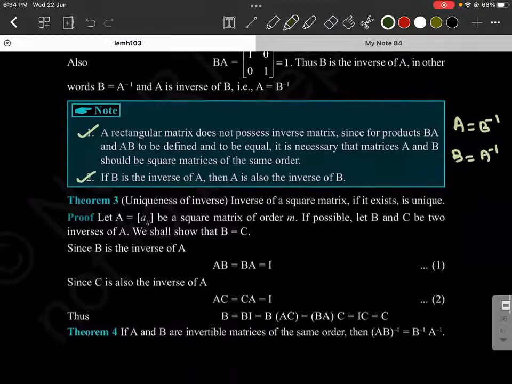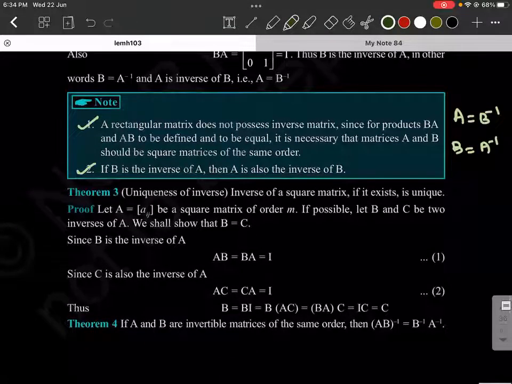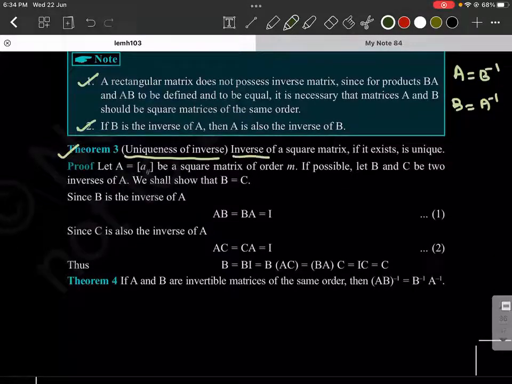And the last concept of this chapter is, we have to prove that the inverse of a given matrix is unique. That is called uniqueness of inverse. So if you take the inverse of a square matrix, if it exists. The reason they use the words "if it exists" is because we have something to do with the determinant. I'll tell you about that in the next chapter.